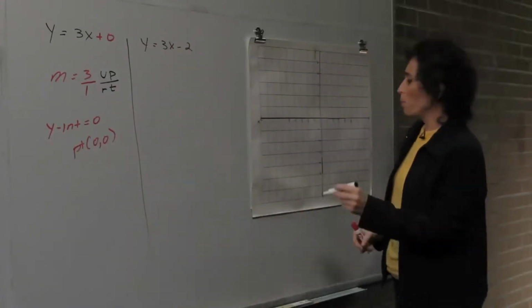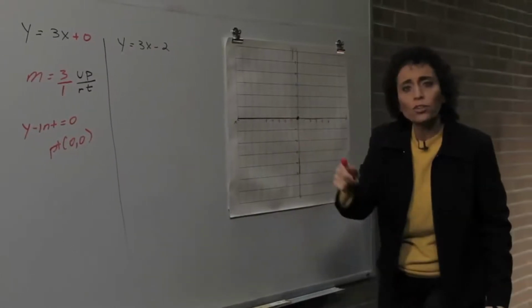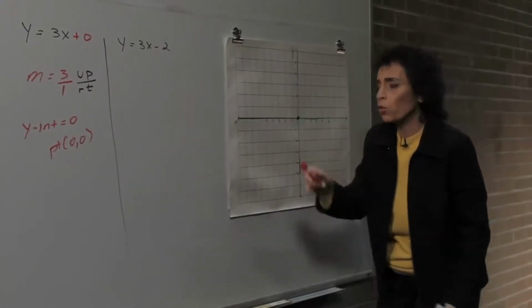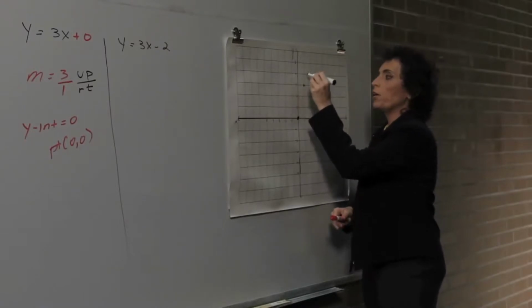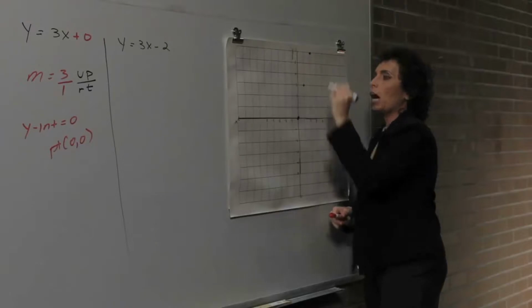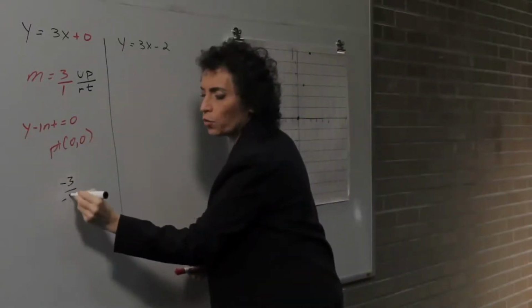Okay, so here we go. The point is 0, 0, so that's where we're going to start. And now, to get from one point to another point, you go up 3, to the right 1. Up 3, 1, 2, 3, to the right 1. I could even go, watch, 3 over 1 is the same thing as -3 over -1.